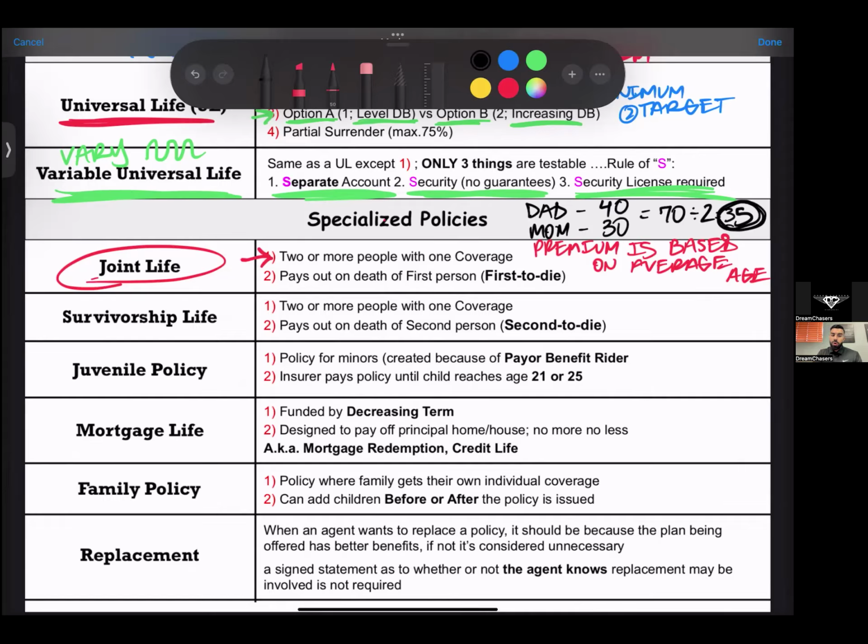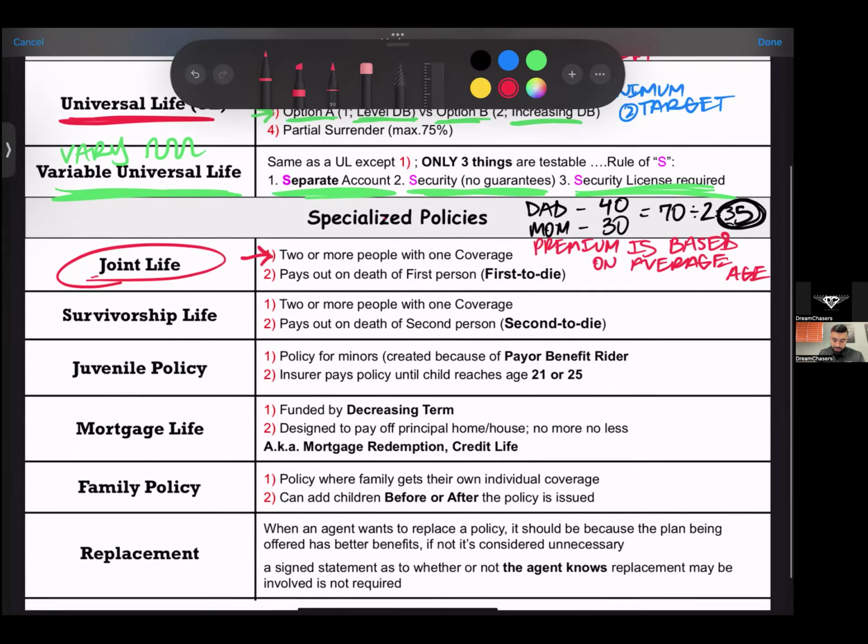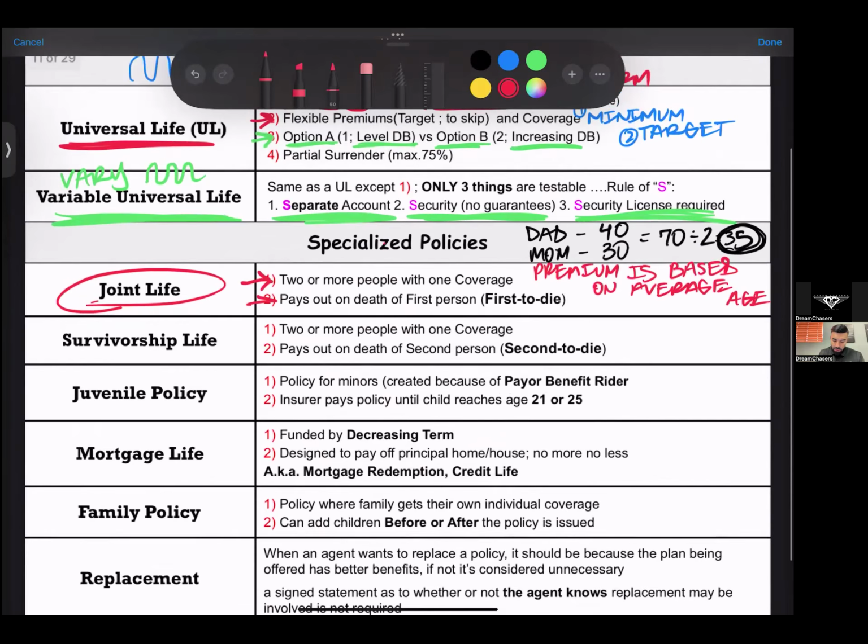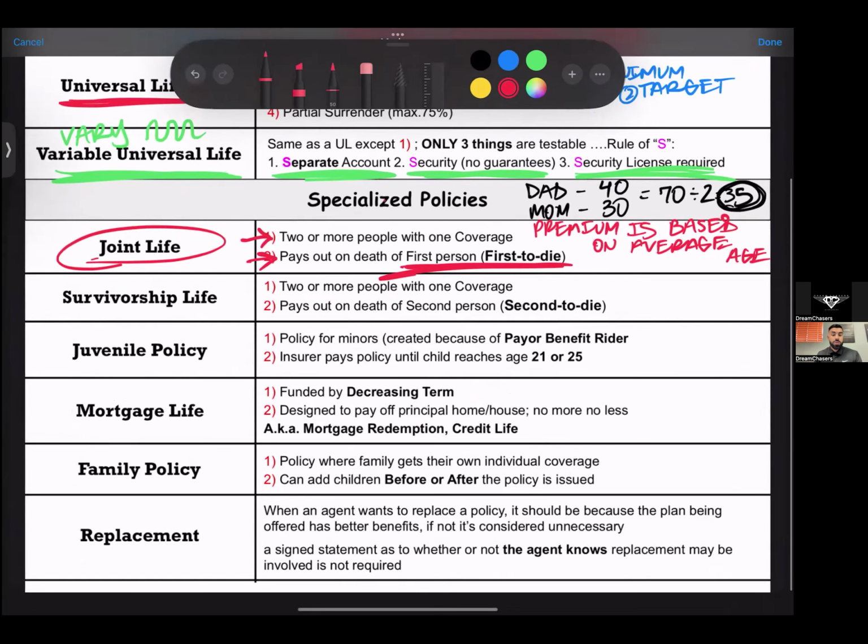Now, the most important thing you need to know about joint life insurance is that it pays out on the first death, once the first person passes away. So here, for example, dad and mom are both covered. Dad passes away, and it's going to pay out the life insurance proceeds to mom. So it pays out on the first death, even though both of them are covered.